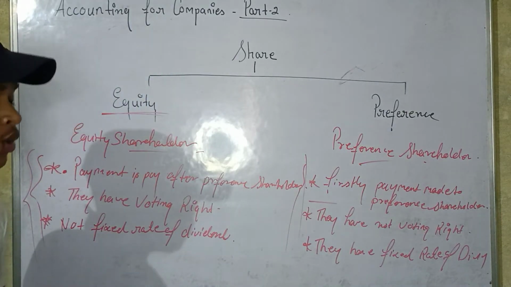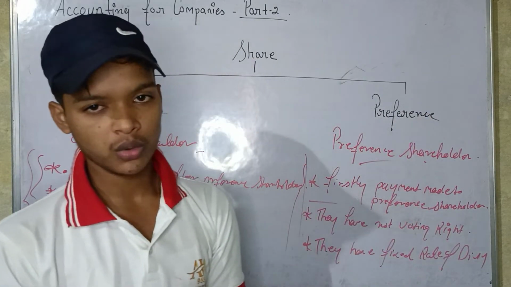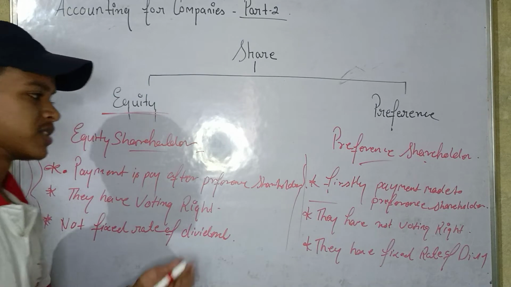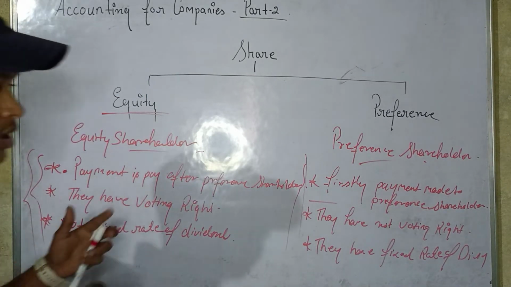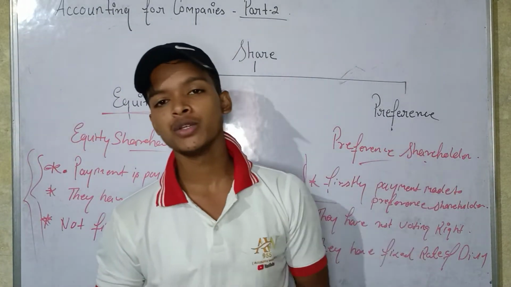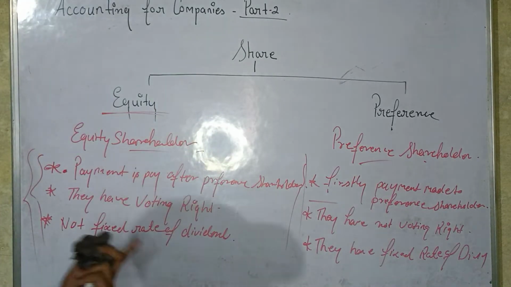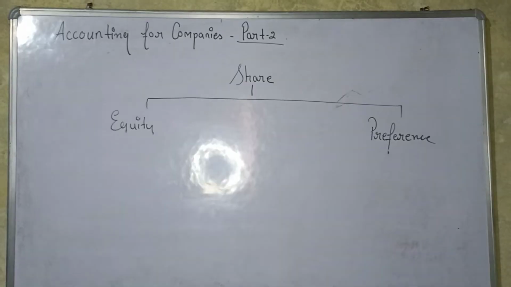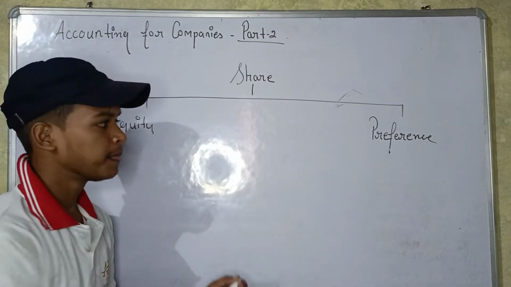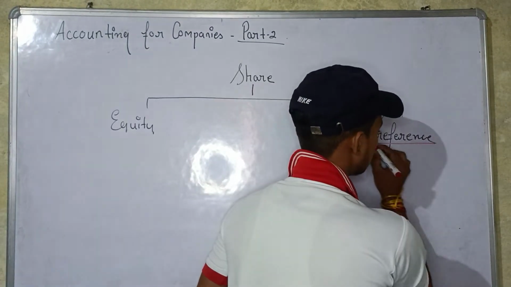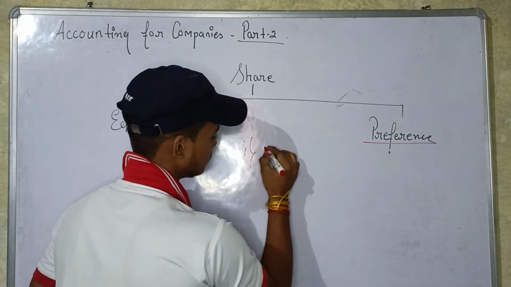Okay. In preference shares there are a few types. What are the types? Firstly, take a screenshot, make notes, and clear your concept. If you do not understand, then comment and I will explain again in another video for a better concept. In preference shares there are a few types. Okay, first is cumulative.